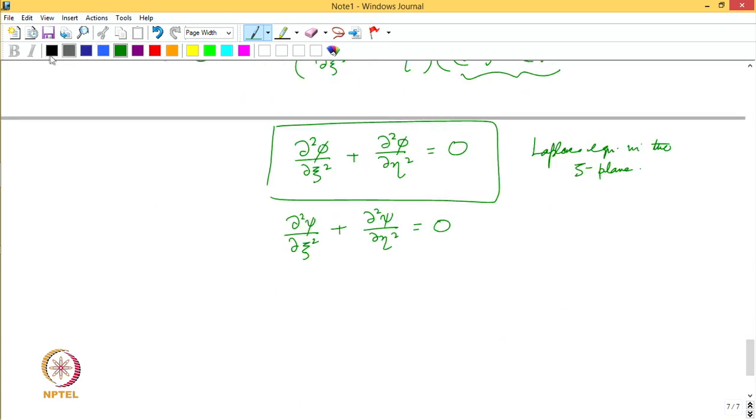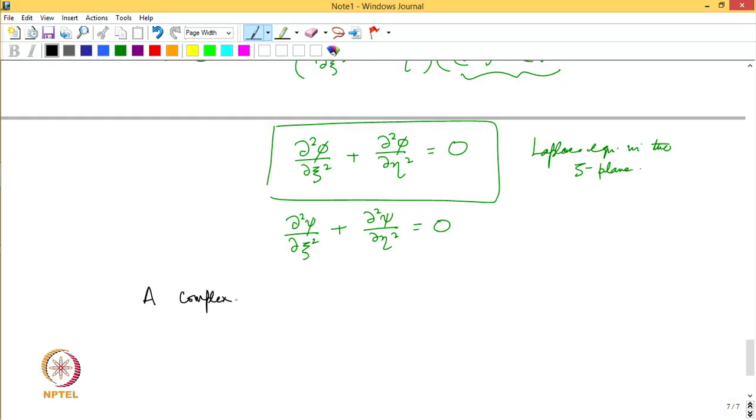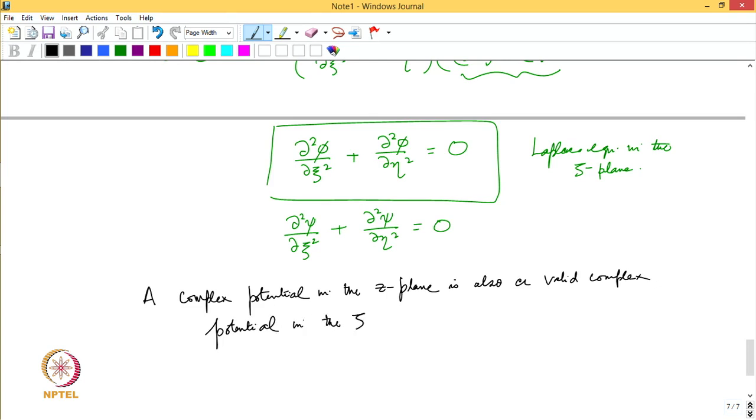So, we have a key message here now. The message is, since phi and psi satisfy the Laplace equation in both the zeta and z planes, a valid complex potential in the z plane is also a valid complex potential in the zeta plane and vice versa, because phi and psi satisfy Laplace's equation in both z and zeta planes.